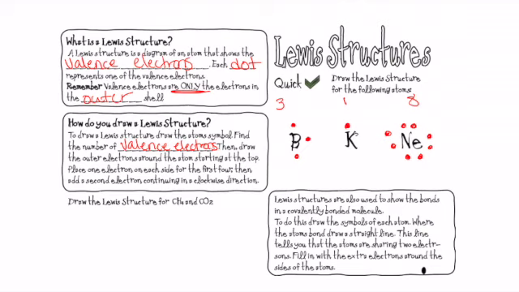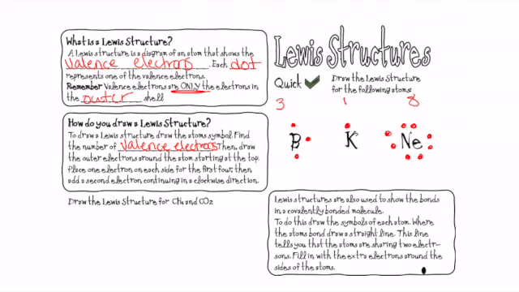Lewis structures are also used to show bonds in covalently bonded molecules. To do this, draw the symbol of each atom. Where the atoms bond, draw a straight line. This line tells you that the atoms are sharing 2 electrons. Fill in with the extra electrons around the sides of the atom.